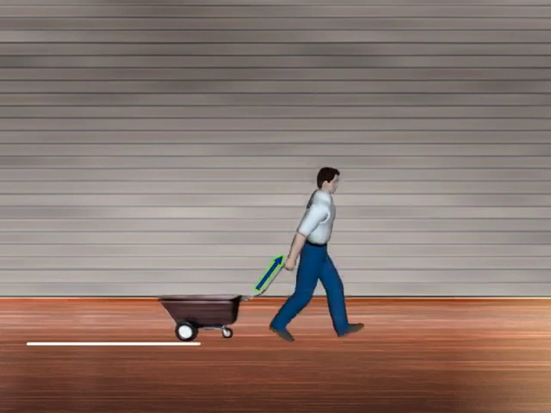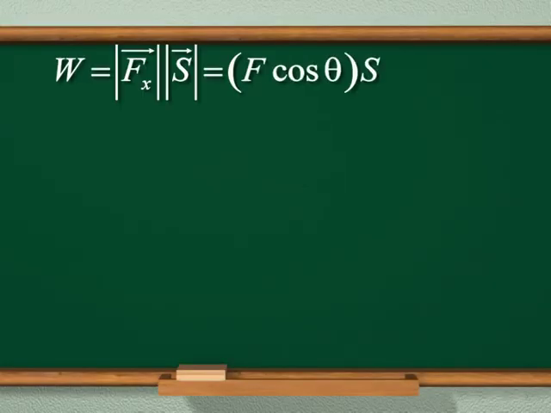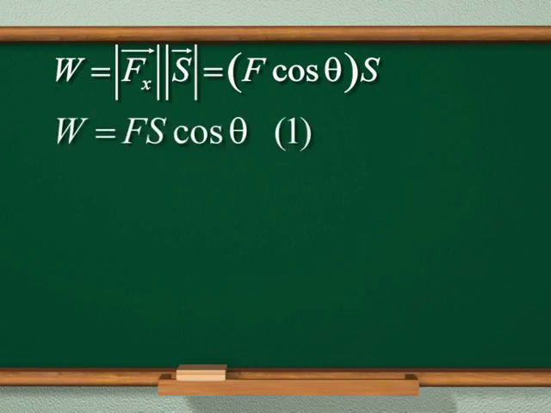As the body moves in the horizontal direction only, the work done by the horizontal component of force is W equal to modulus of vector Fx into modulus of S, which is equal to F cos theta into S, or W is equal to Fs cos theta. Let this be equation 1.